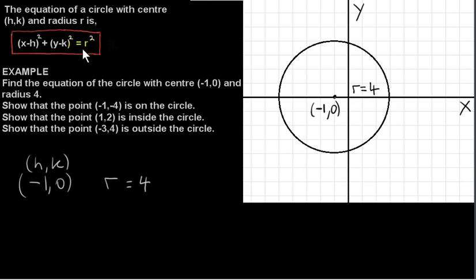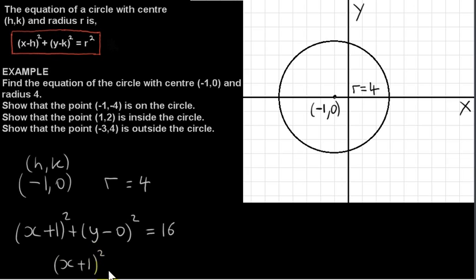As you saw in the previous video, we just plug everything into this formula. So we have x minus h. Well, h is minus 1, so we have x minus minus 1, that's x plus 1. We square this and add it to y minus k, where k is 0 in this case, and we set this equal to r squared. 4 squared is 16. We can simplify a little bit, because y minus 0 is just y. So we'll write this as (x plus 1) squared plus y squared equals 16. So this is the equation of the circle.